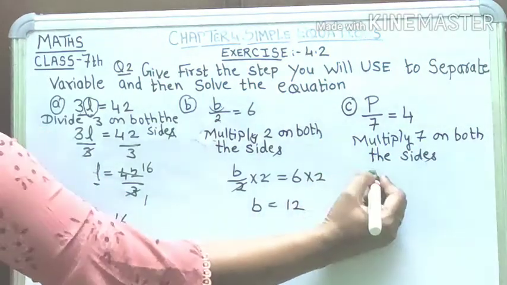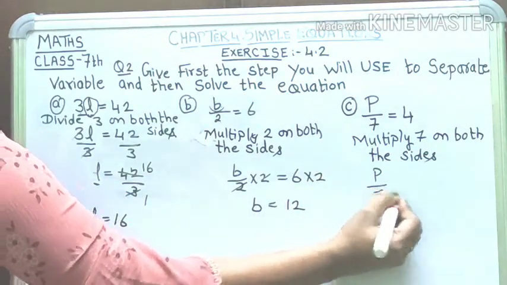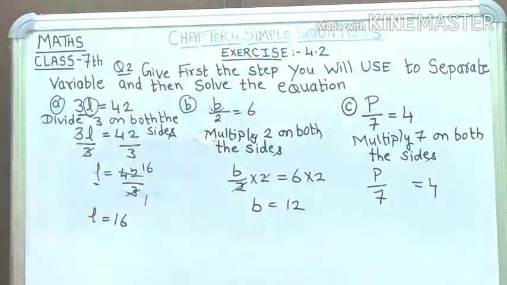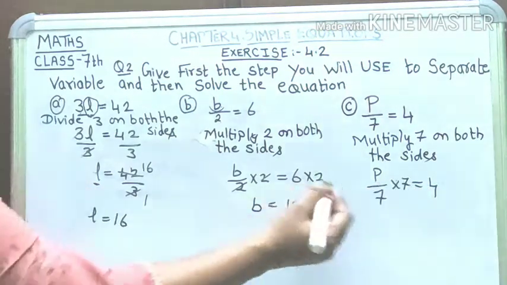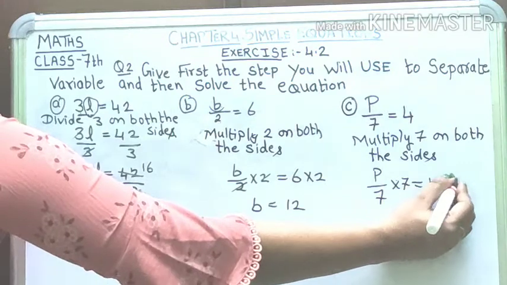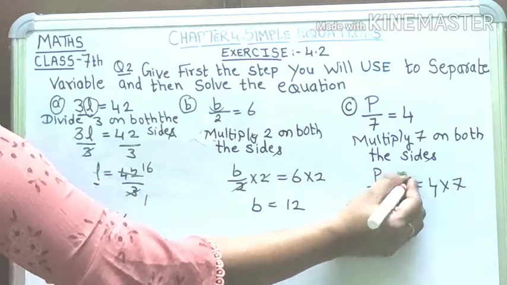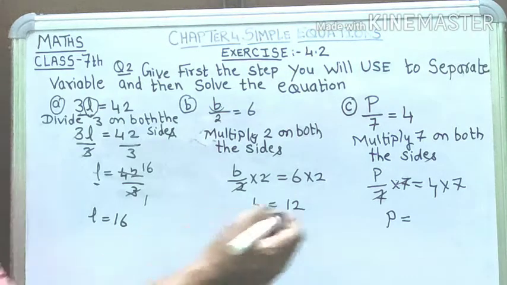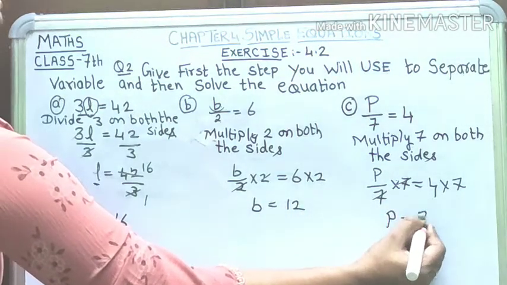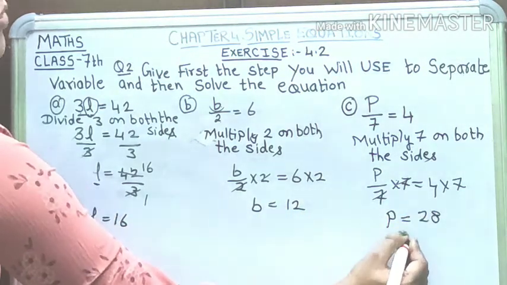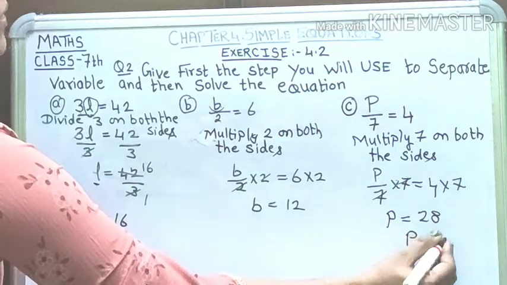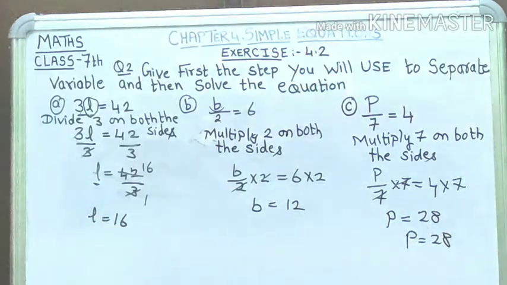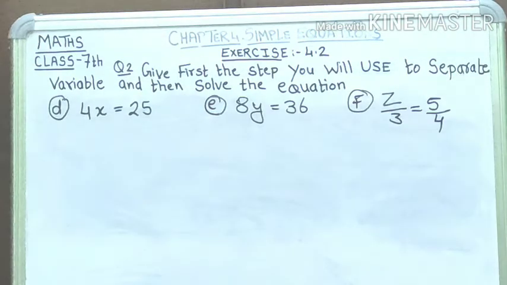Okay. Now P upon 7 is given and equal to 4, and we have to multiply 7 on both the sides. Multiply 7 on this side and multiply 7 on that side. 7 and 7 will be cancelled. Now because we have to make the P separate, 4 7s are 28. P equal to 28 is the answer for the C1. Clear? Now come to the D1.